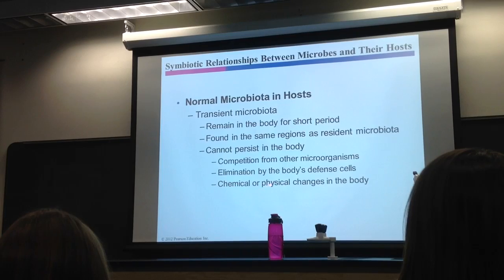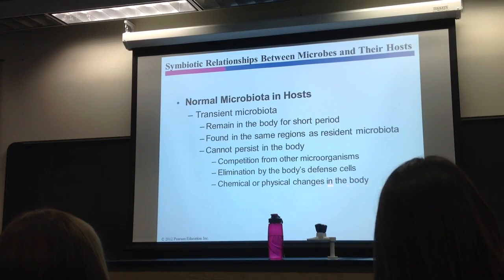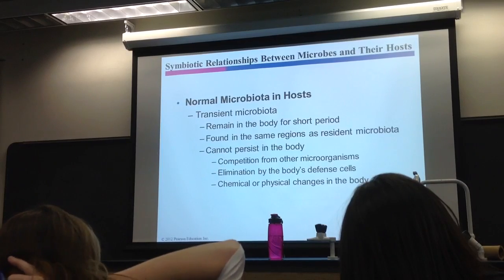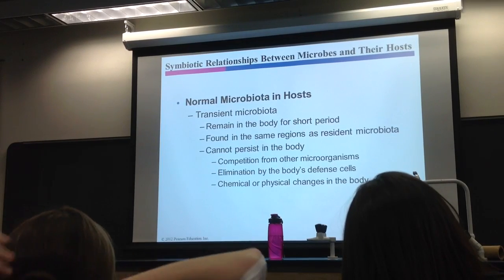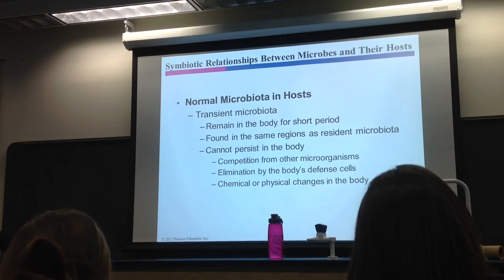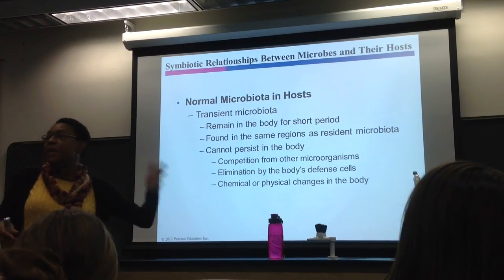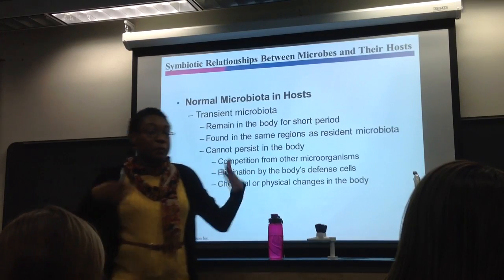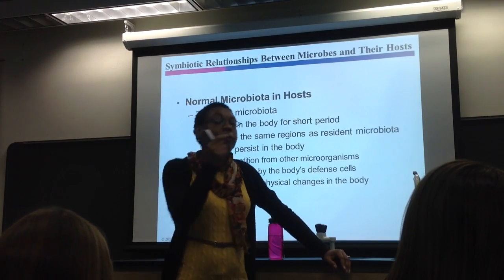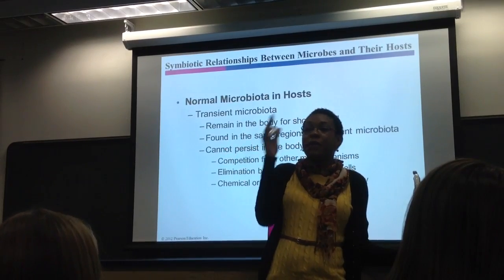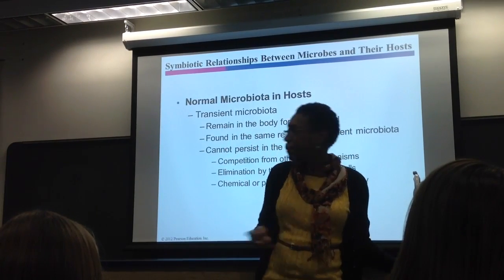Also, chemical or physical changes in the body. Sometimes, for example, the conditions have to be just right in order to maintain a transient bacterium. So I'll talk about the vagina, for example. I know it's a lovely topic. Okay, the vagina has to be certain pHs in order to maintain certain types of bacteria. So you can be exposed to a certain type of bacterium, for example, in the vagina. But if the pH isn't right, it's not going to persist for a very long time, okay?